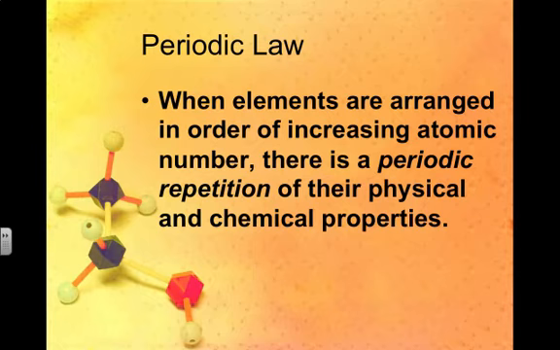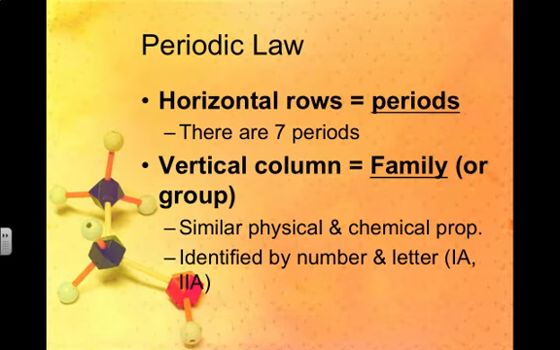So when we came up with the periodic table, the periodic law is when elements are arranged in order of increasing atomic number, you're going to see a repetition of their physical and chemical properties. So basically, when you put them in order by their atomic number, you're going to see some patterns being repeated. You'll see that there are patterns in their chemical properties, whether they react to certain things, and their physical properties.